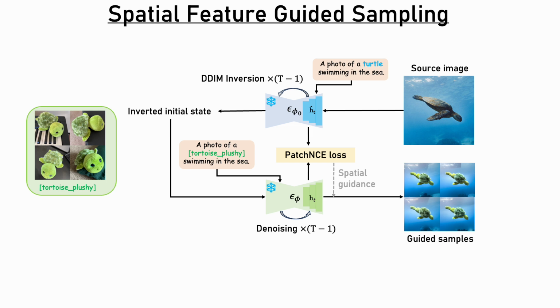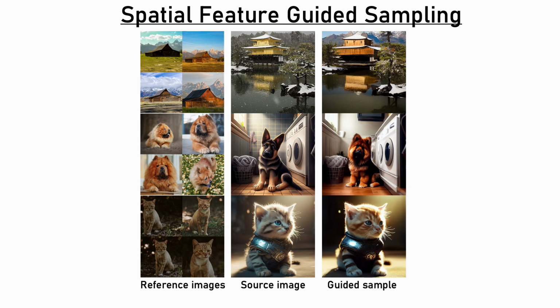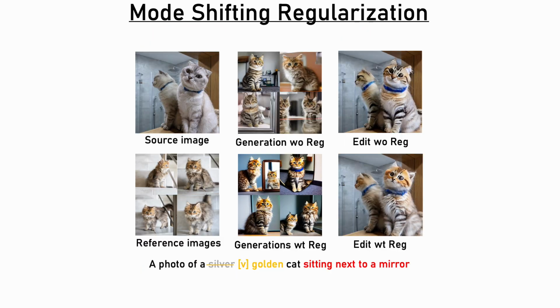Specifically, in the forward diffusion process, we start from the source image and extract its spatial features. In the reverse diffusion process, a structural similarity loss with the source image feature is computed and serves as energy functional guidance for generation. This guided sampling strategy can generate samples fulfilling our expectation for the regularization set, that is to preserve the source image structure and the target concept appearance. Here are more spatial feature guided sampling results.